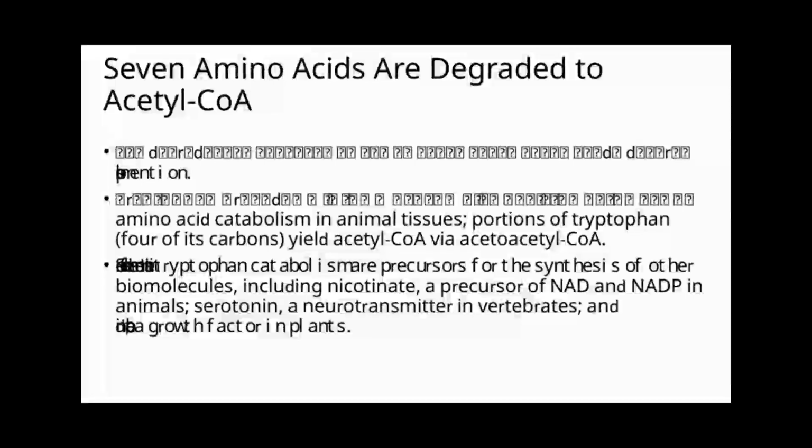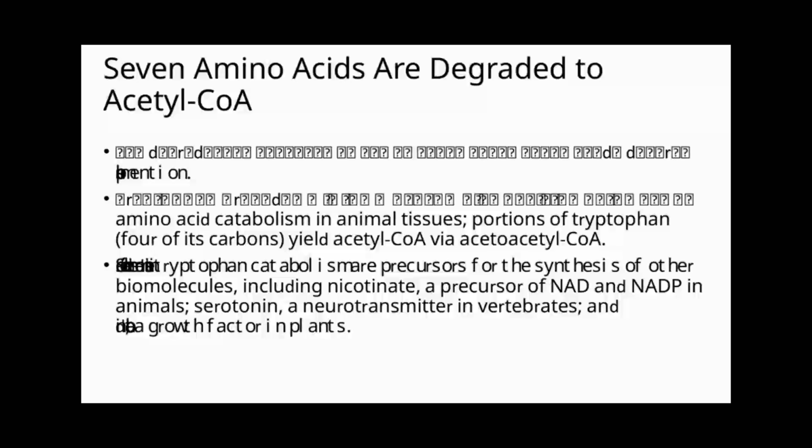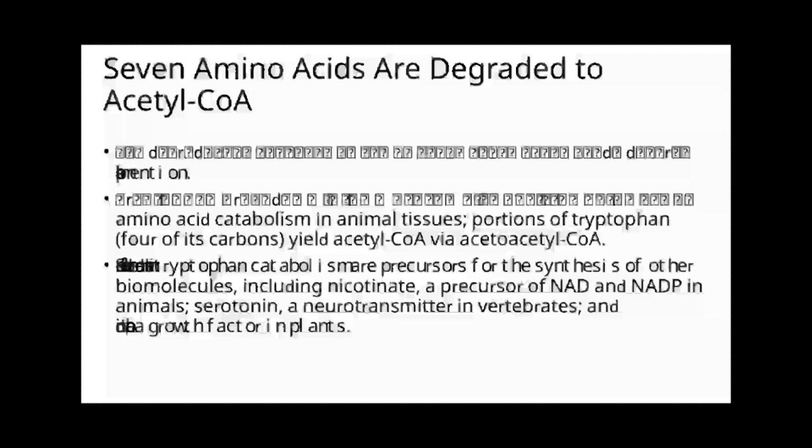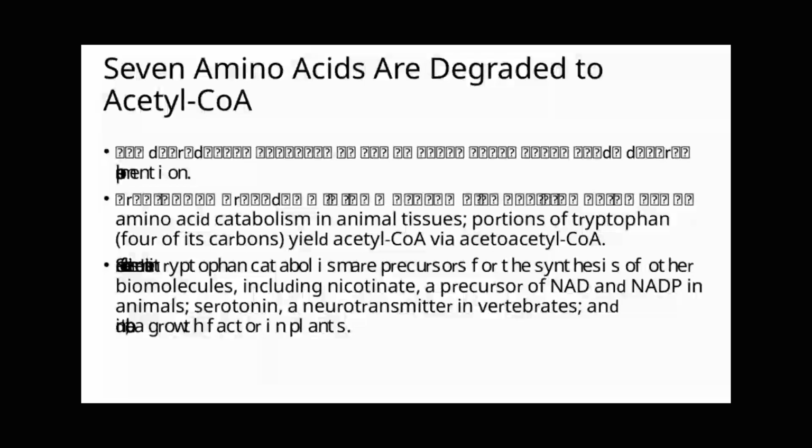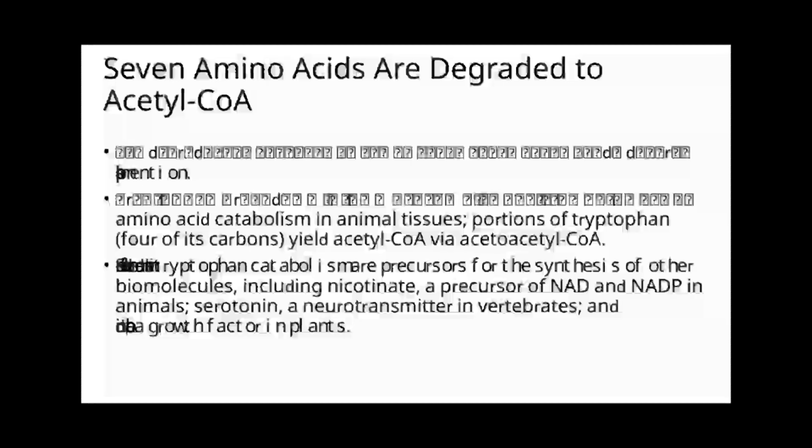First, tryptophan. It's quite unique because its breakdown process is actually the most complex among all amino acids in animal tissues. When tryptophan is metabolized, part of its structure, specifically 4 of its carbons, is converted into acetyl-CoA through a molecule called acetoacetyl-CoA. This pathway isn't just about energy production. It's also significant because some intermediates in tryptophan catabolism serve as precursors for other vital biomolecules. For instance, nicotinate, which is a precursor for NAD and NADP, key molecules in cellular redox reactions.